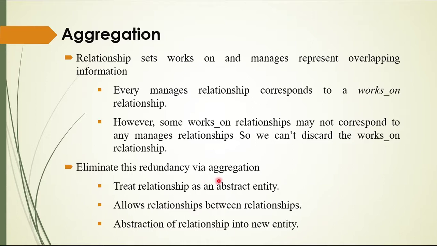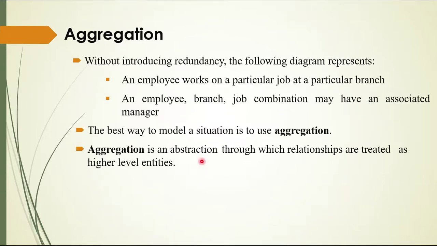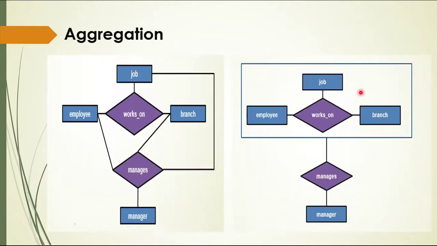So here we have to use aggregation. For that, treat a relationship as an abstract entity. So we have to convert the relationship into an entity. This allows relationships between relationships, an abstraction of a relationship into a new entity. See here, without introducing redundancy, the following diagram represents an employee working on a particular job at a particular branch. We have employee works on job, employee works on branch.